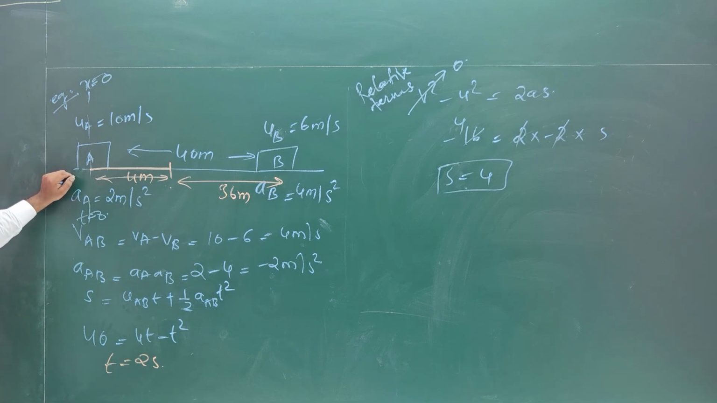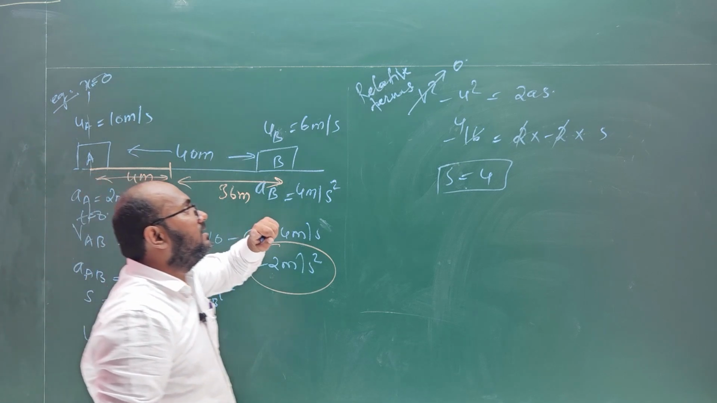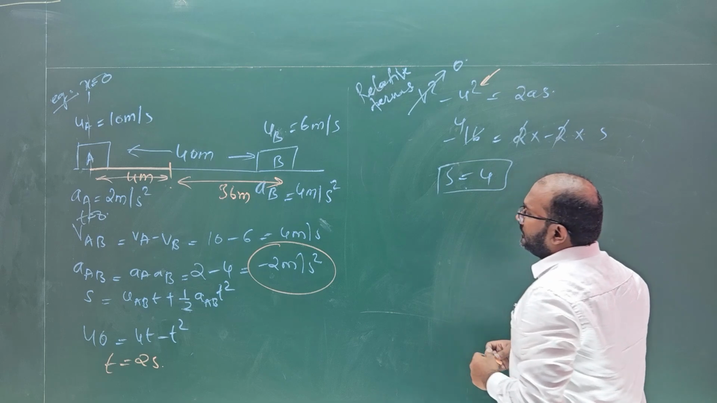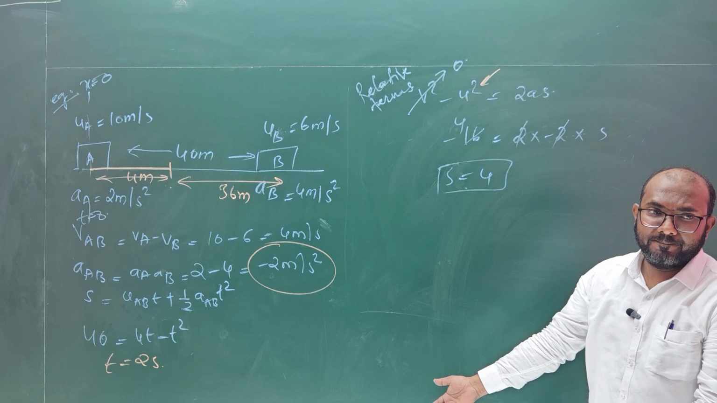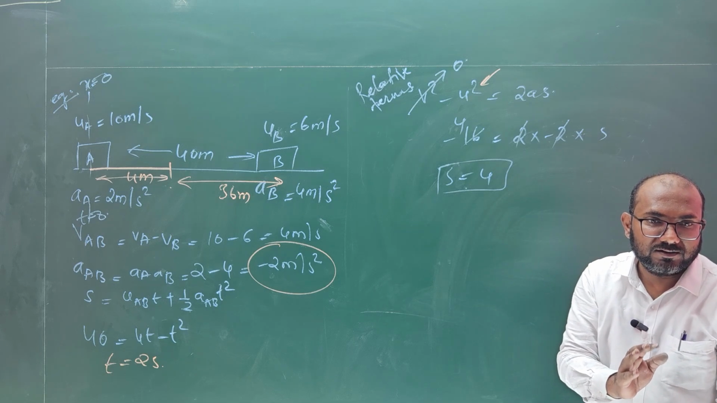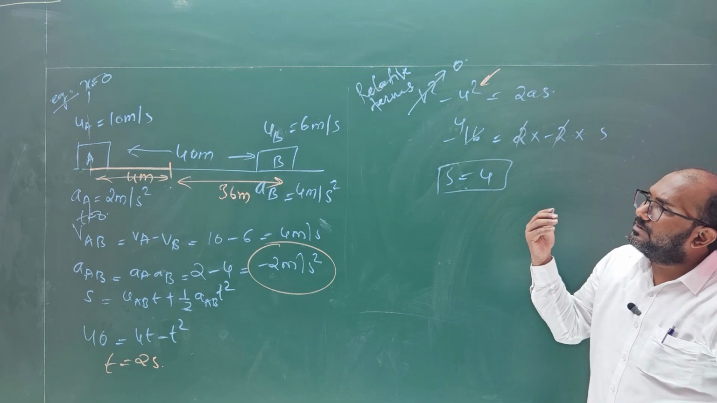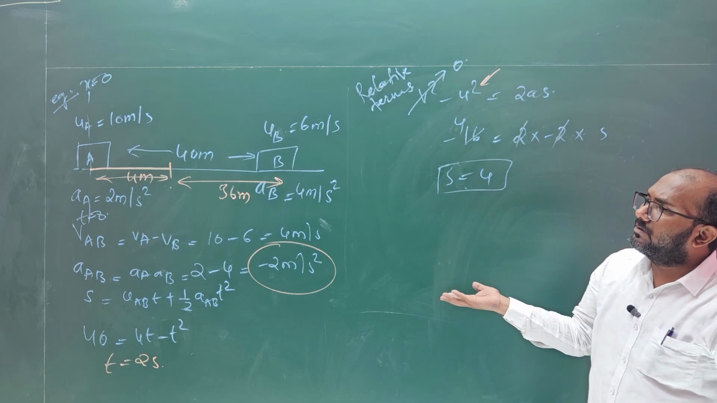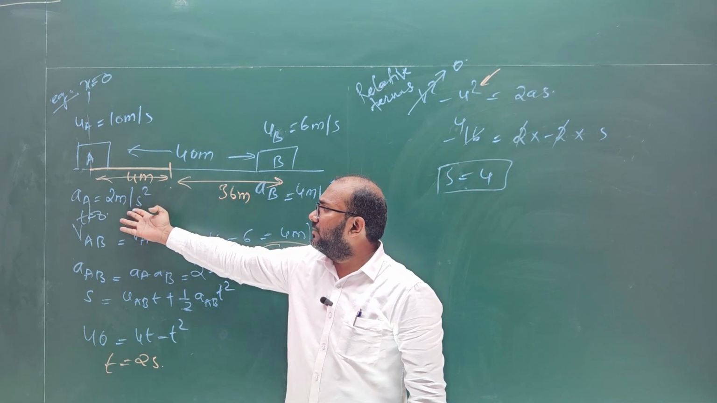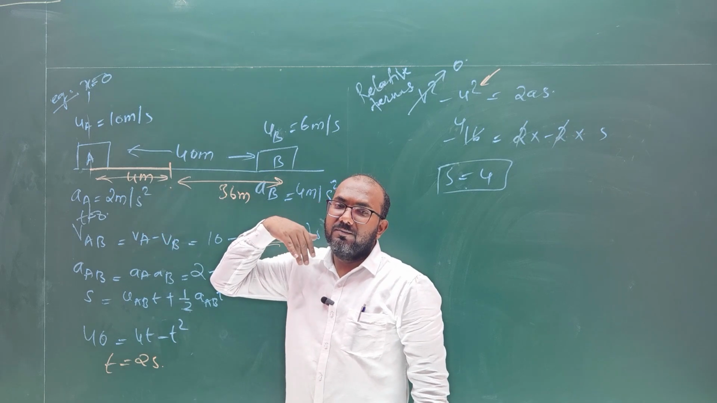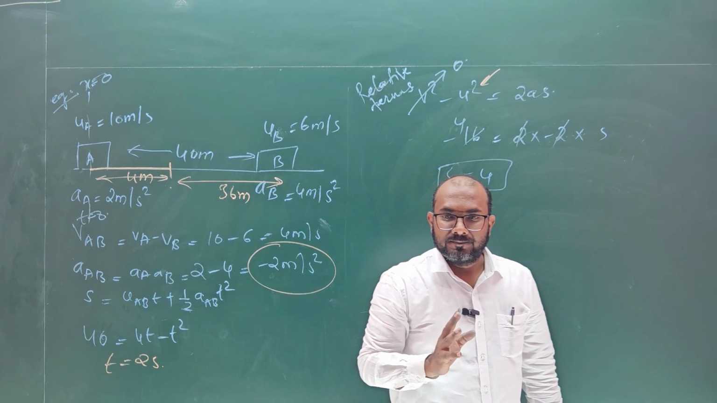But when to use this? Negative acceleration, and at least you will be having one initial velocity. If both initial velocities are 0, you have to do it with the first method only. I got my point. What I am trying to say is you should be having at least an initial velocity for either. If the initial velocities of both are equal, they won't meet at all. Why? Because this one is moving with acceleration 4 meter per square second and this one is moving with 2 meter per square second. They won't meet at all. But they can ask you to find out the minimum distance of separation.